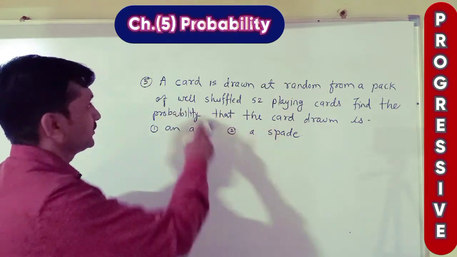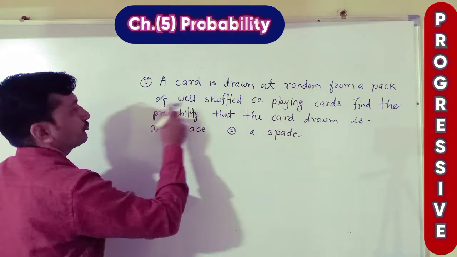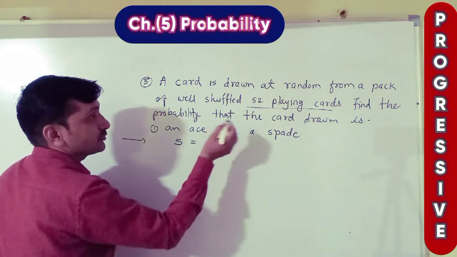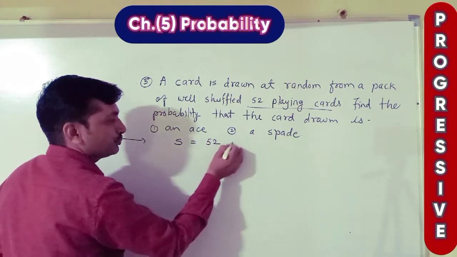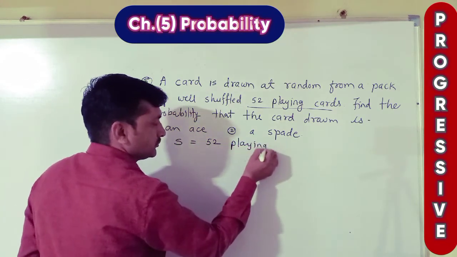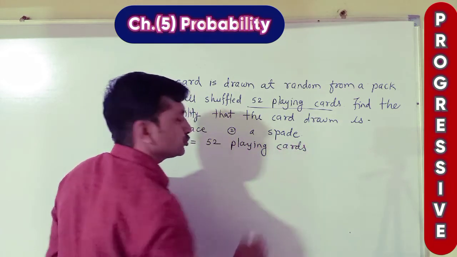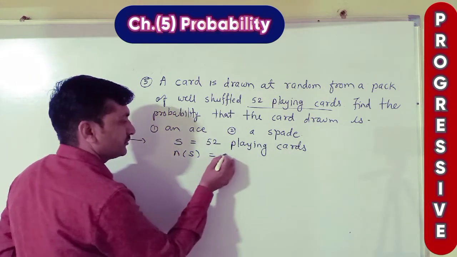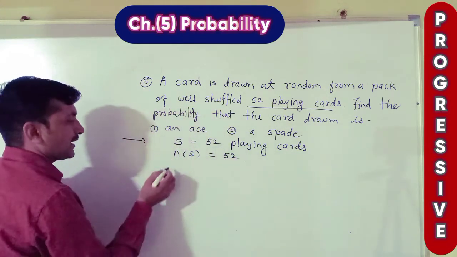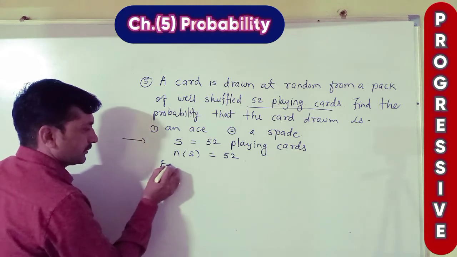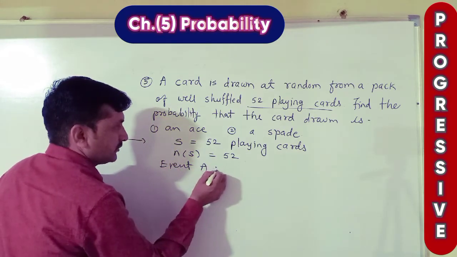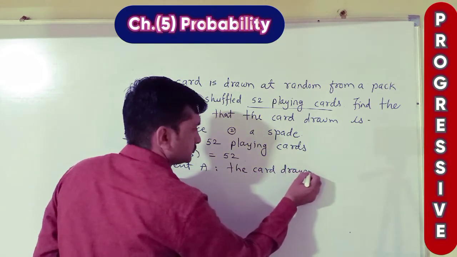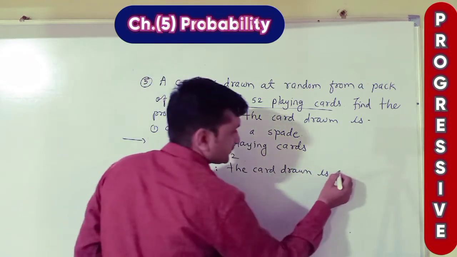Number 5. A card is drawn at random from a pack of well shuffled 52 playing cards. This is S. S is equal to, now here are 52 playing cards. We cannot show 52 playing cards in the set form. Therefore NS is equal to 52. First event, event A. Event A is the card drawn is an ace.